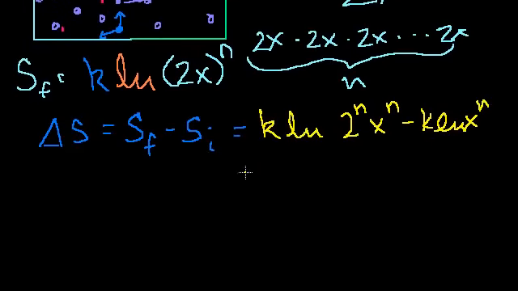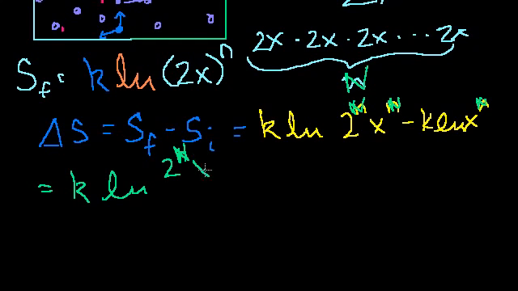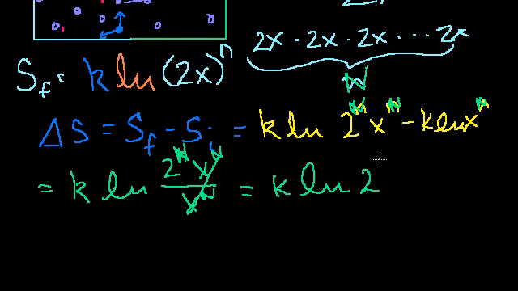Now we can use our logarithm properties to say, you take the logarithm of a minus the logarithm of b, you can just divide them. So this is equal to k, you could factor that out, times the logarithm of 2 to the uppercase N times x to the uppercase N divided by x to the uppercase N. I don't want to get confused with moles. Uppercase N is the number of particles we actually have. So these two cancel out. So our change in S is equal to k times the natural log of 2 to the N.